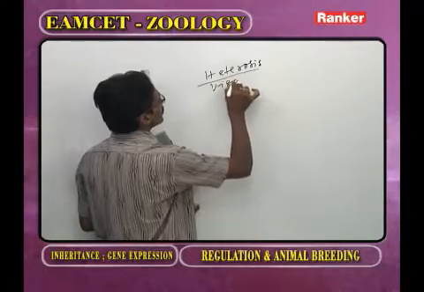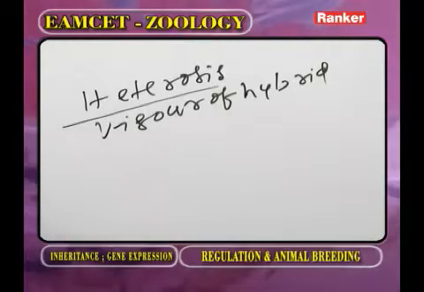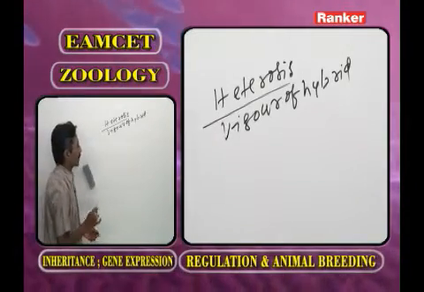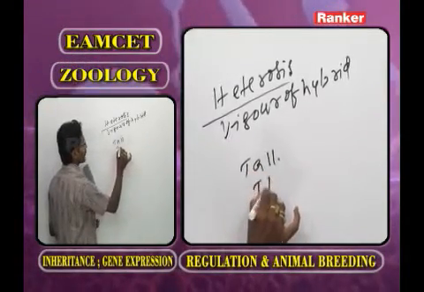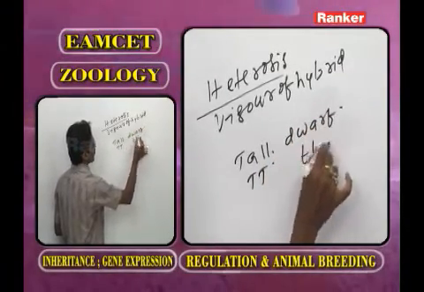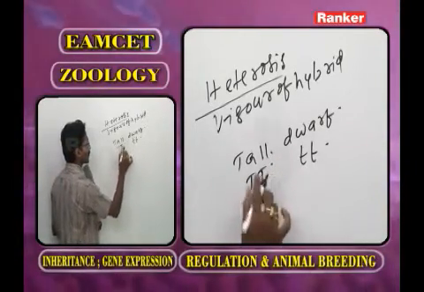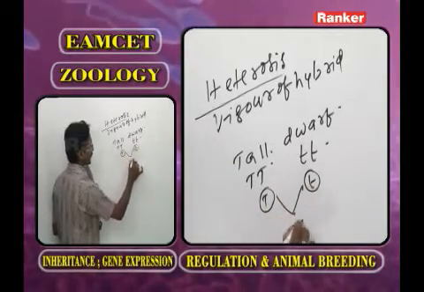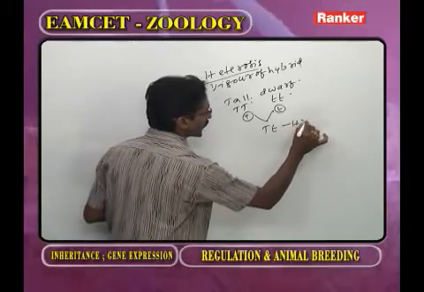Heterosis means the vigor of hybrid. What is meant by vigor? The capacity of reproduction. Now take for example, this is a tall plant. The genotype is capital T, capital T. This is a dwarf plant. The genotype is small t, small t. This is homozygous dominant, homozygous recessive. This is one gamete, another gamete. Now we are getting capital T, small t. Now this one we call it as hybrid.